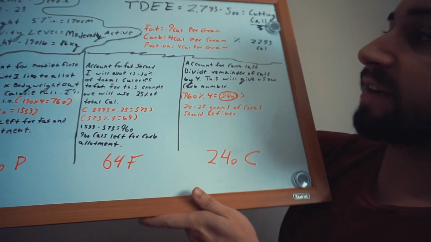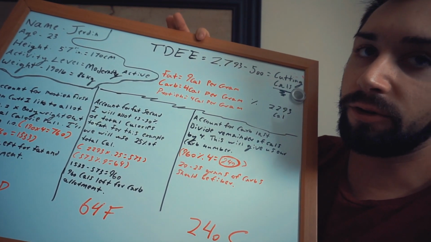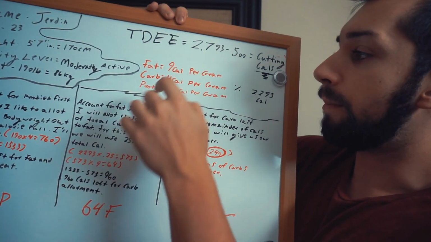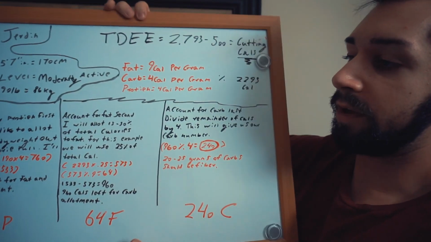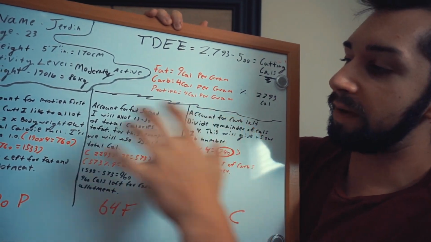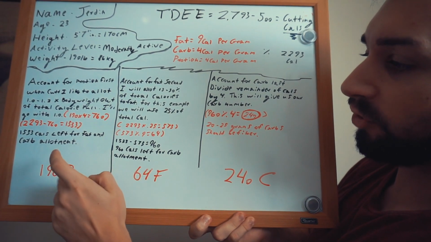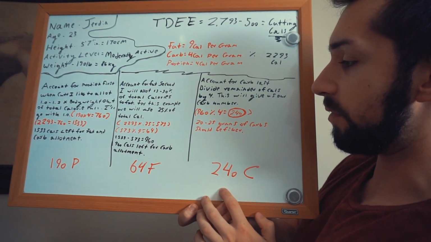Alright guys, so just a little backstory on some of this stuff. Fat is always going to be 9 calories per gram. Fat is more calorie dense than either carbs or protein. Both carbs and protein are 4 calories per gram. So when I'm doing all this math, you have to make sure that you take that into account. Protein is 4 calories per gram, fat is 9 calories per gram, and carbohydrates are 4 calories per gram.